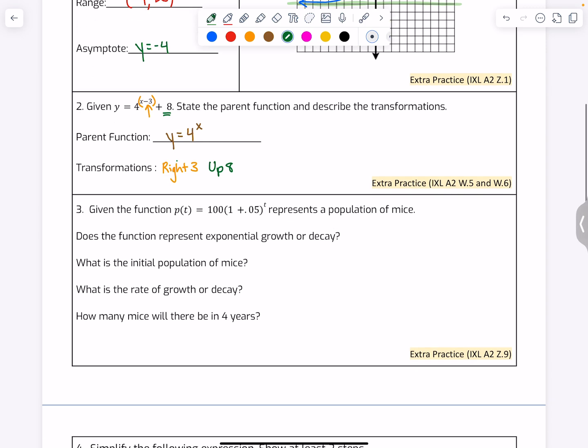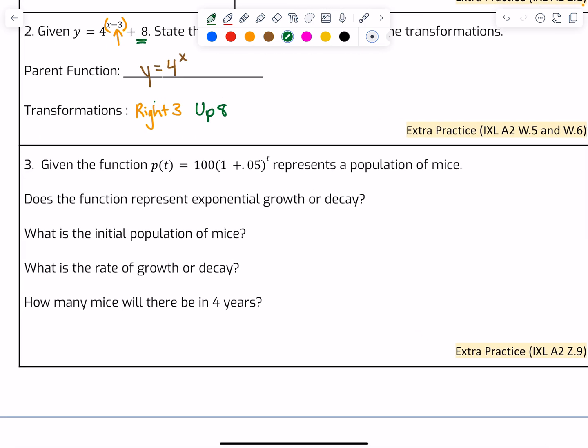Okay, so on to number 3. It says, given the function p of t equals 100 times 1 plus 0.05 to the power of t, and this represents a population of mice. Does the function represent exponential growth or decay? So it's 1 plus 0.05. So for that reason, I'm going to pick growth because that's larger than 1.